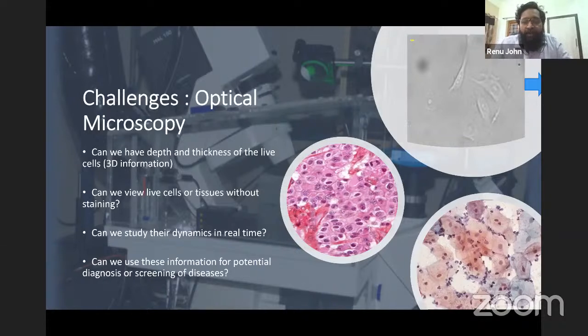So today's talk, I was mostly concentrating on live cells, as much as possible as they are live, without any processing or any addition of dyes. And the whole aim would be: how do we study the cells in 3 dimensions? How do you see their dynamics in time? And how can we use them for diagnostic applications?